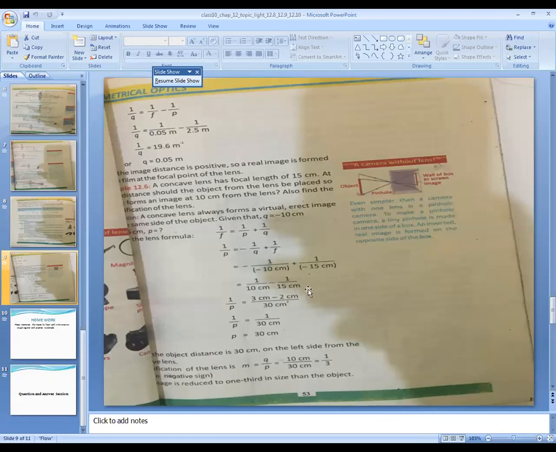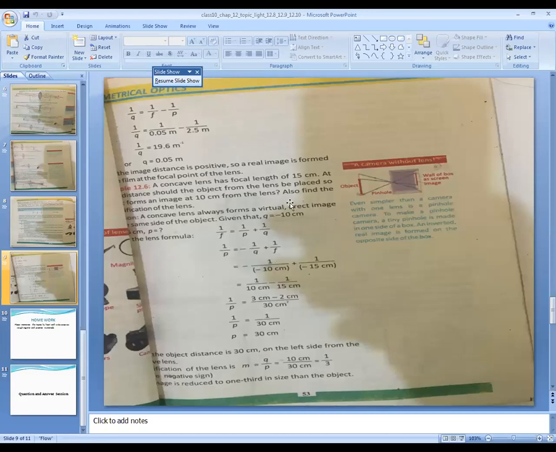And f will also be negative because we are using the concave lens. The other name of concave lens is diverging lens, so f will be taken as negative. So these things: minus, plus, minus. If you take the LCM, the LCM will be 30, and it will come 1 over 30. Take the reciprocal. So we found P is equal to 30 centimeter.